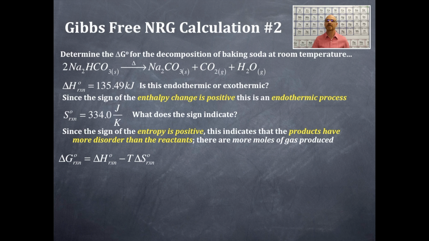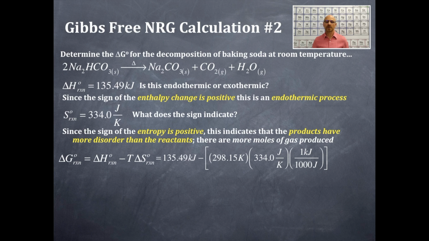All right, so here's our delta G naught for the reaction is equal to delta H naught for the reaction minus T delta S naught for the reaction. We're going to solve for delta G here to determine Gibbs free energy. So what we're doing is plugging in these values. For the enthalpy term, it's 135.49 kilojoules minus our 298.15 Kelvin. Again, this is at 25 degrees Celsius, which is room temperature. We added our 273.15 to the 25 to get the 298.15.